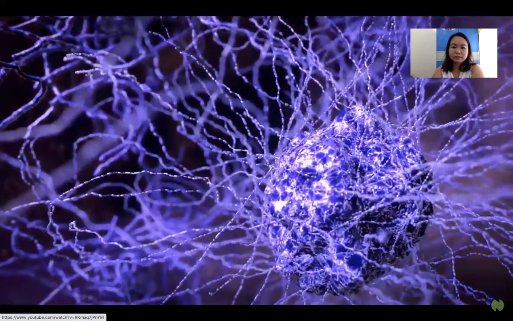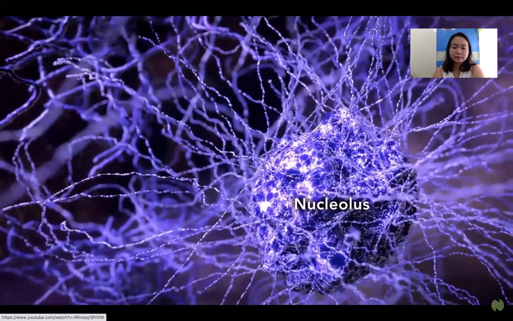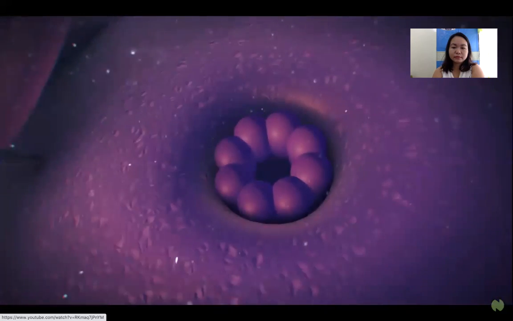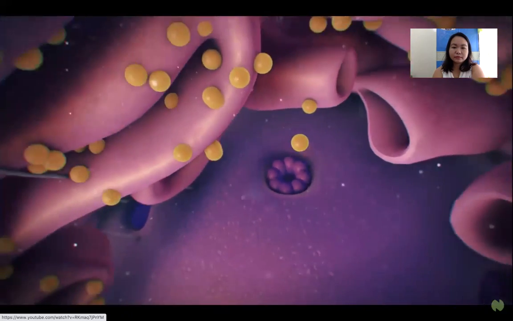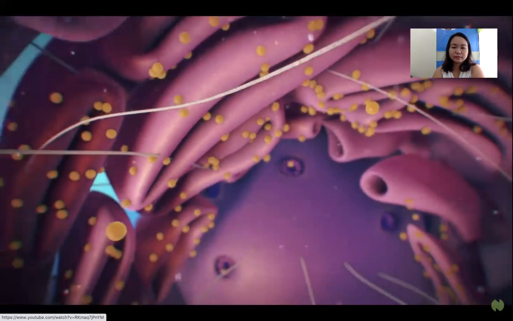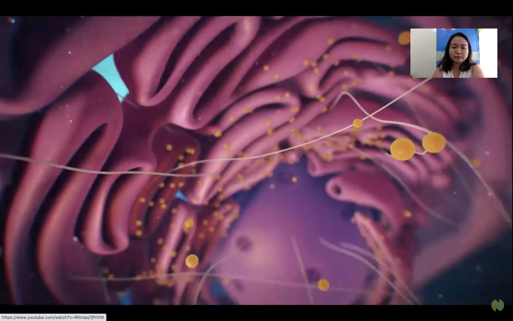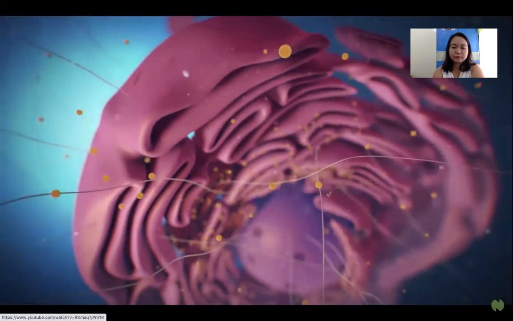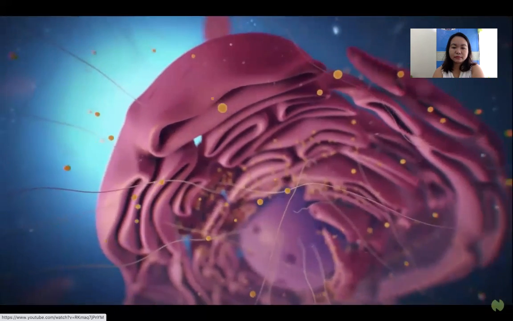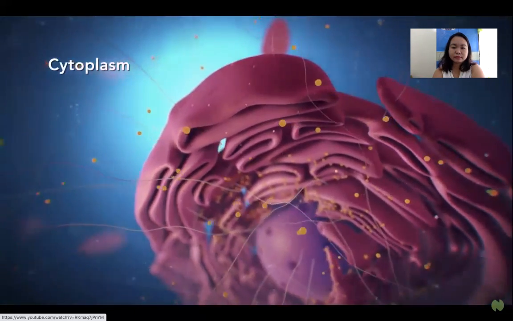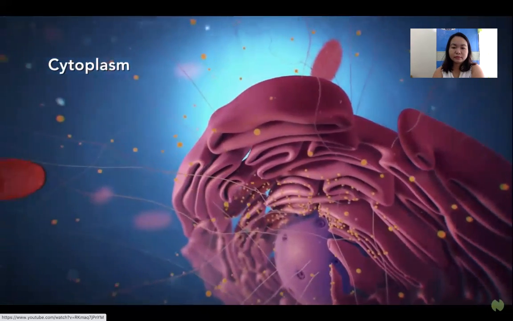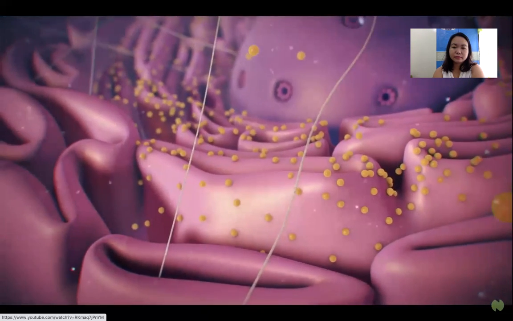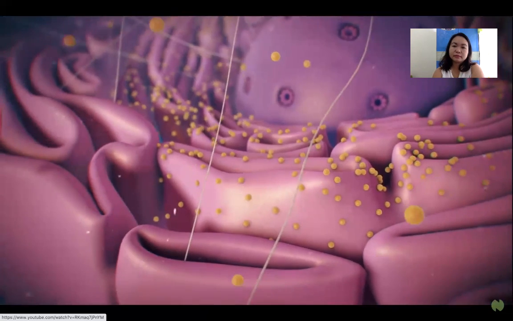The nucleus also contains a nucleolus, which is a structure where ribosomes are made. After ribosomes leave the nucleus, they will have the important job of synthesizing, or making, proteins. Outside the nucleus, the ribosomes and the rest of the organelles float around in cytoplasm, which is the jelly-like substance. Ribosomes may wander freely within the cytoplasm or attach to the endoplasmic reticulum, sometimes abbreviated as ER.